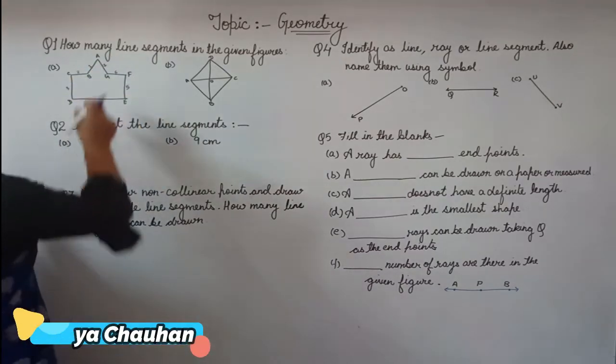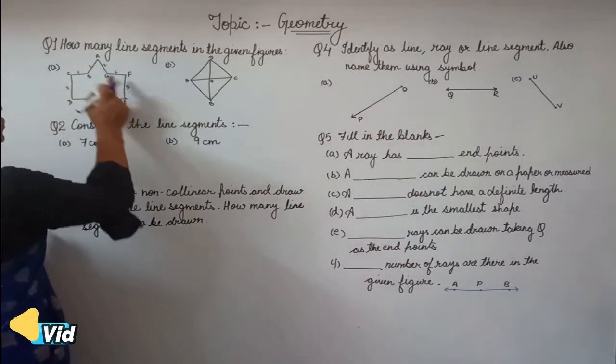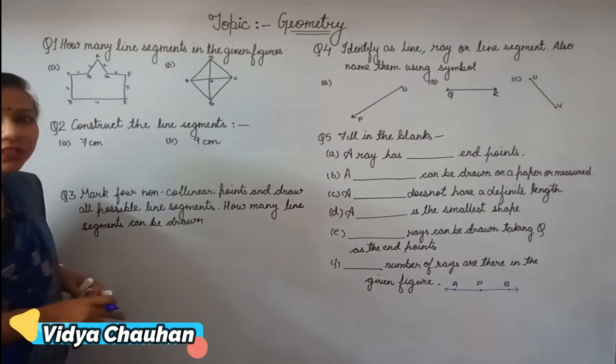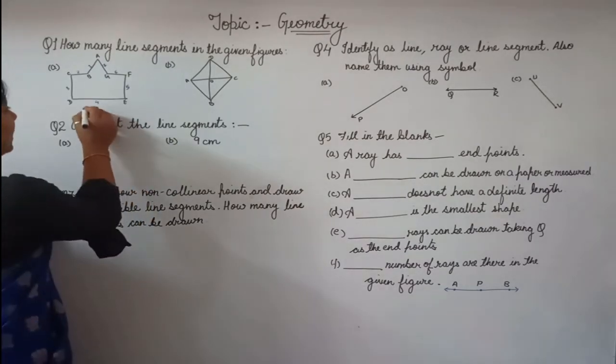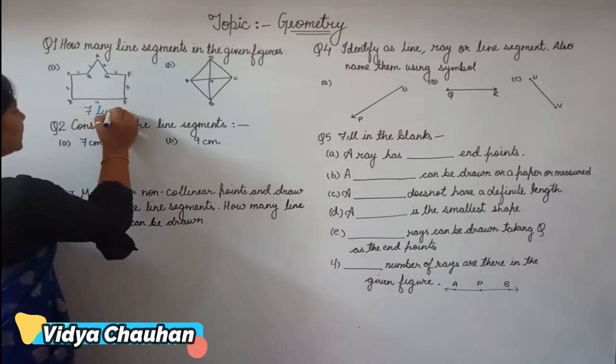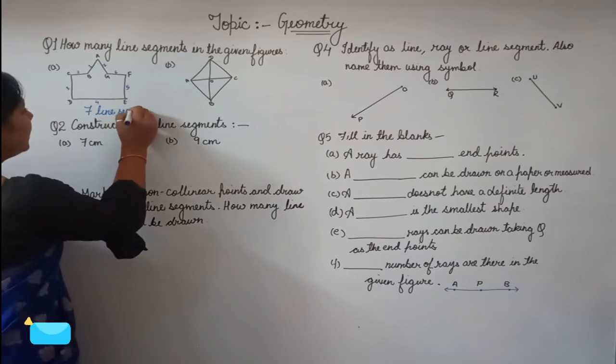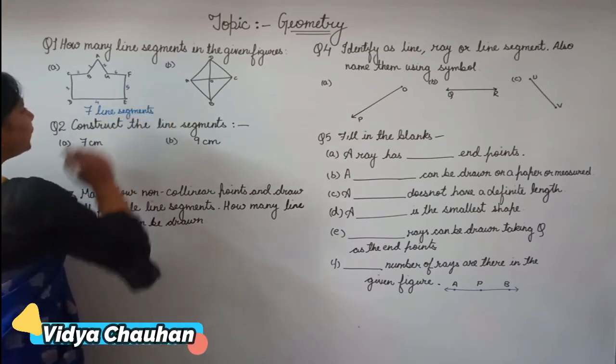So here, as you can see, I have given it numbering. So how many line segments do we have in this figure? 7 line segments. So there are 7 line segments in this figure.